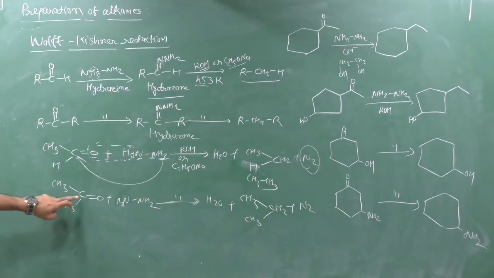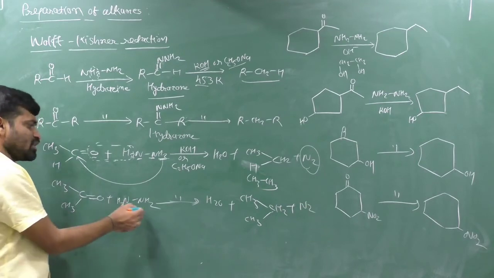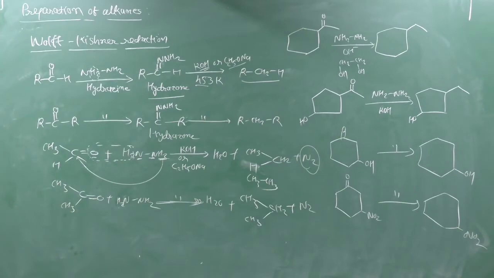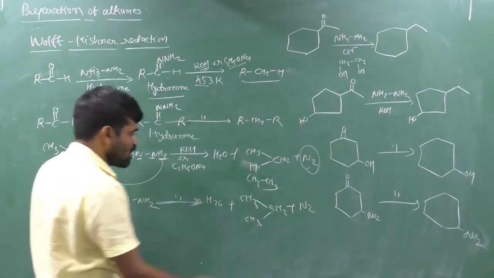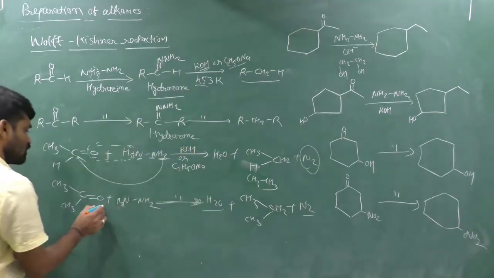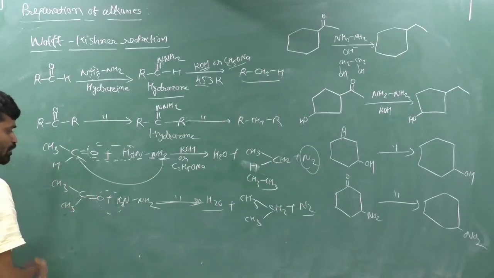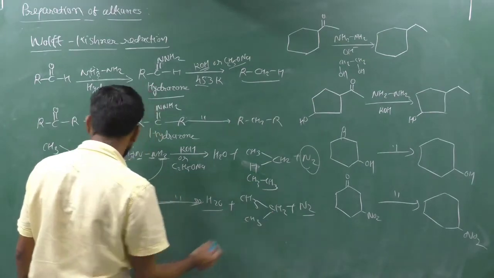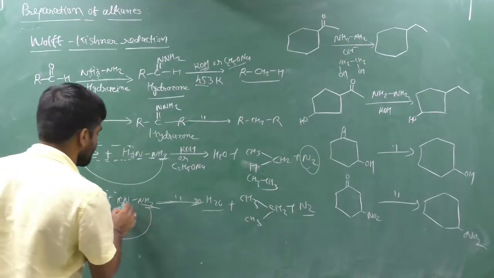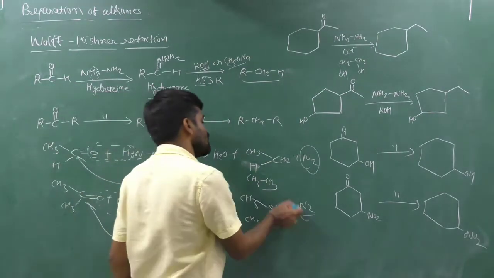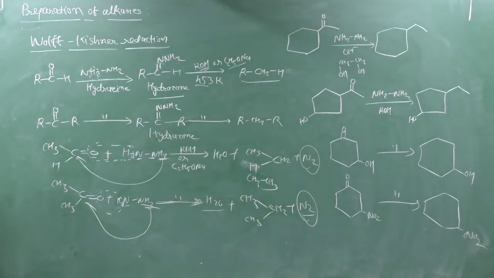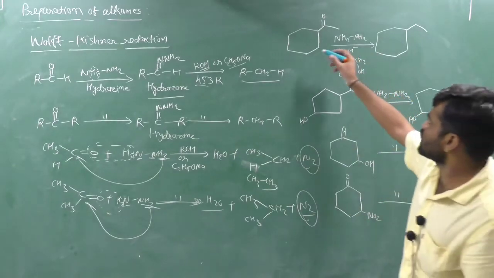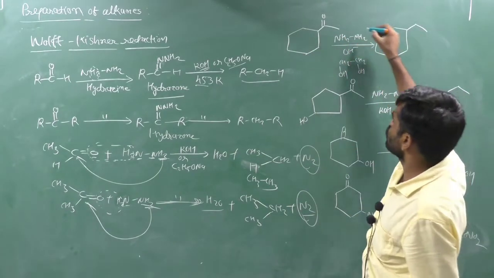Next, ketone CH3 C double bond O CH3 plus NH2 NH2. We can reduce with the help of NH2 NH2 in the presence of KOH or C2H5ONa. We get H2O and N2 because this part first is removed as H2O. These two hydrogens are directly connected here, giving CH3 CH2 CH3, and the remaining N is removed as N2. Clear?